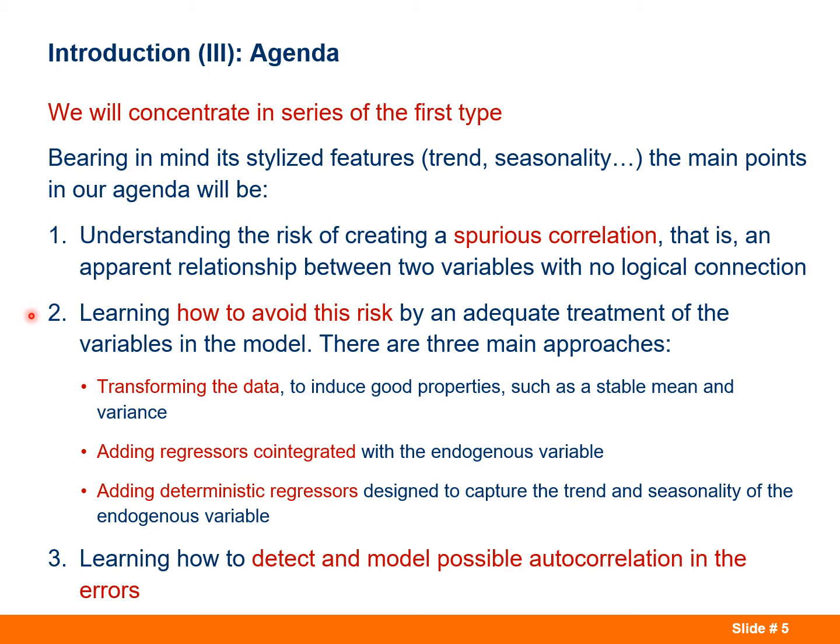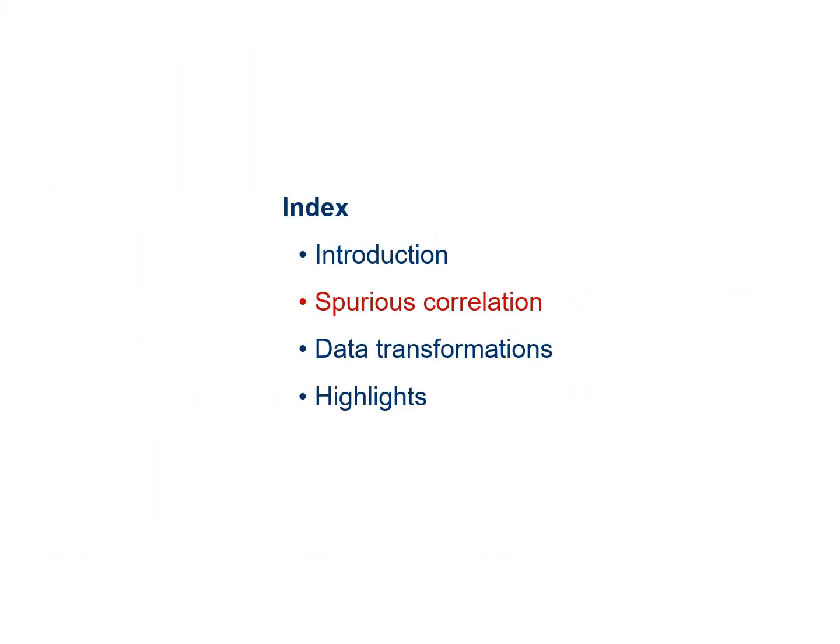There are three main approaches that we can use to this end. First, transforming the data to induce in it good properties such as a stable mean and a stable variance. Second, adding regressors which are co-integrated with the endogenous variable. Third, adding to the model deterministic regressors designed to capture the trend and seasonality of the endogenous variable. And last, we will learn how to detect and model possible autocorrelation in the errors of the model. Now, let's present the problem of a spurious correlation.